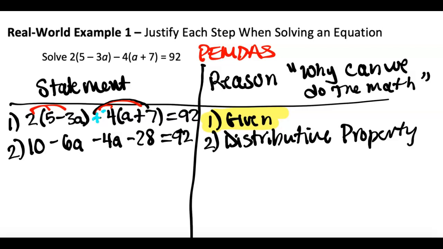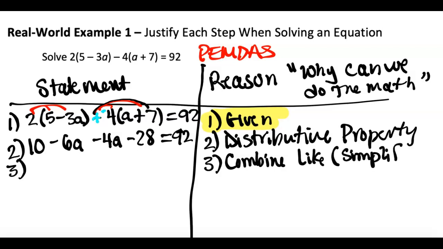We have that equal sign, and the next thing, I really just need to combine like terms. And so I could say a couple of things here. We could say we're going to use the addition property, but it's not of equality yet, so we're just going to say combine like terms. You can also say simplify. But you have to give a reason for what you're doing. So I'm going to take the a's and connect them together, and then I will take the 10 and the 28 and get that.